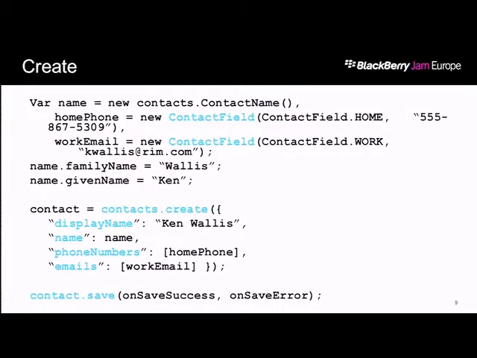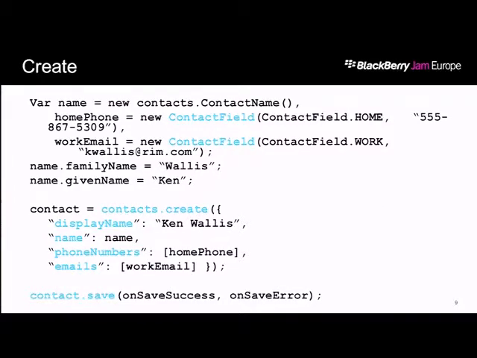This is showing creating a new contact with a home phone number and a work email, a family name and a given name, and then it's pretty straightforward, contacts.create. You pass in your object structure there with the display name, the name and the home number and phone numbers, the phone numbers and the work emails that you've set.